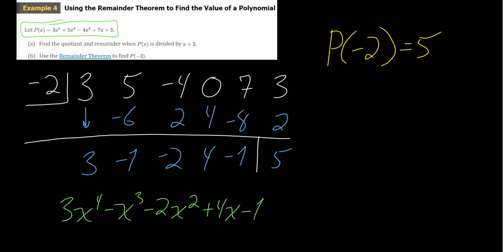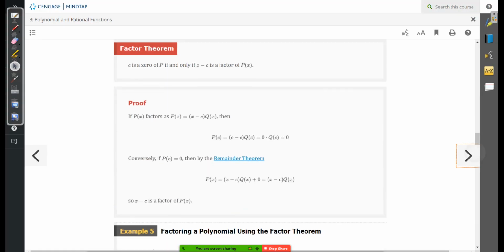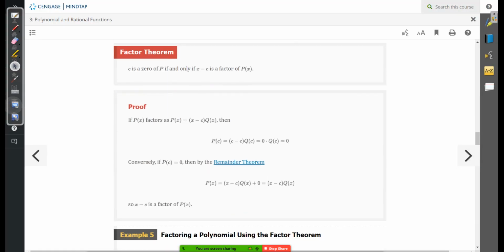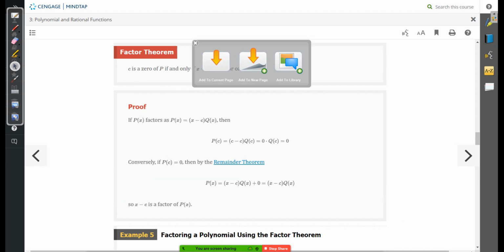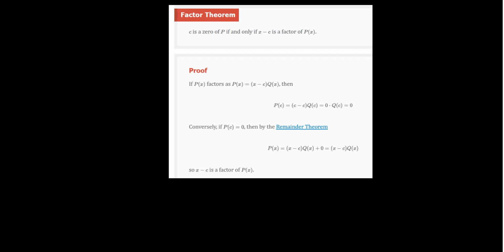That leads into the big dog of this particular section, and the theorem that's going to carry us for the next few sections, and that is the factor theorem. So, factor theorem: C is a 0 of P if and only if x minus C is a factor of P.